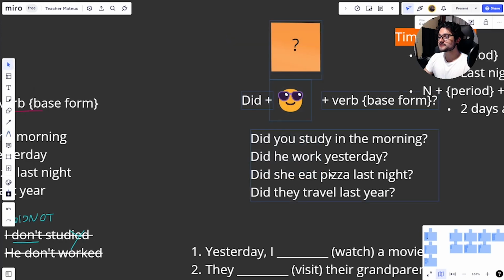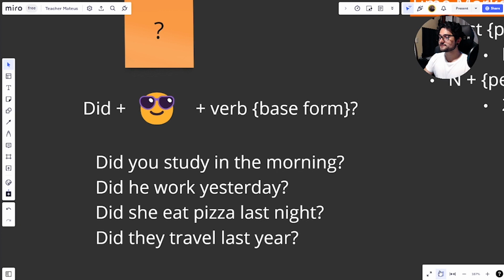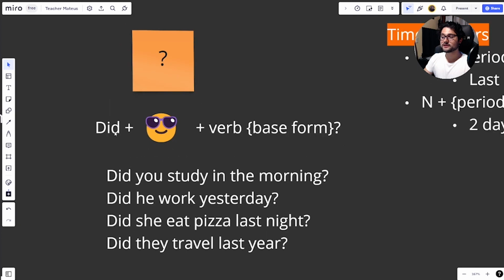In the interrogative, the situation is pretty similar because we have did plus the person and then the verb. Take a look at these examples that we have now. Did you study in the morning? Did he work yesterday? Did she eat pizza last night? Did they travel last year?